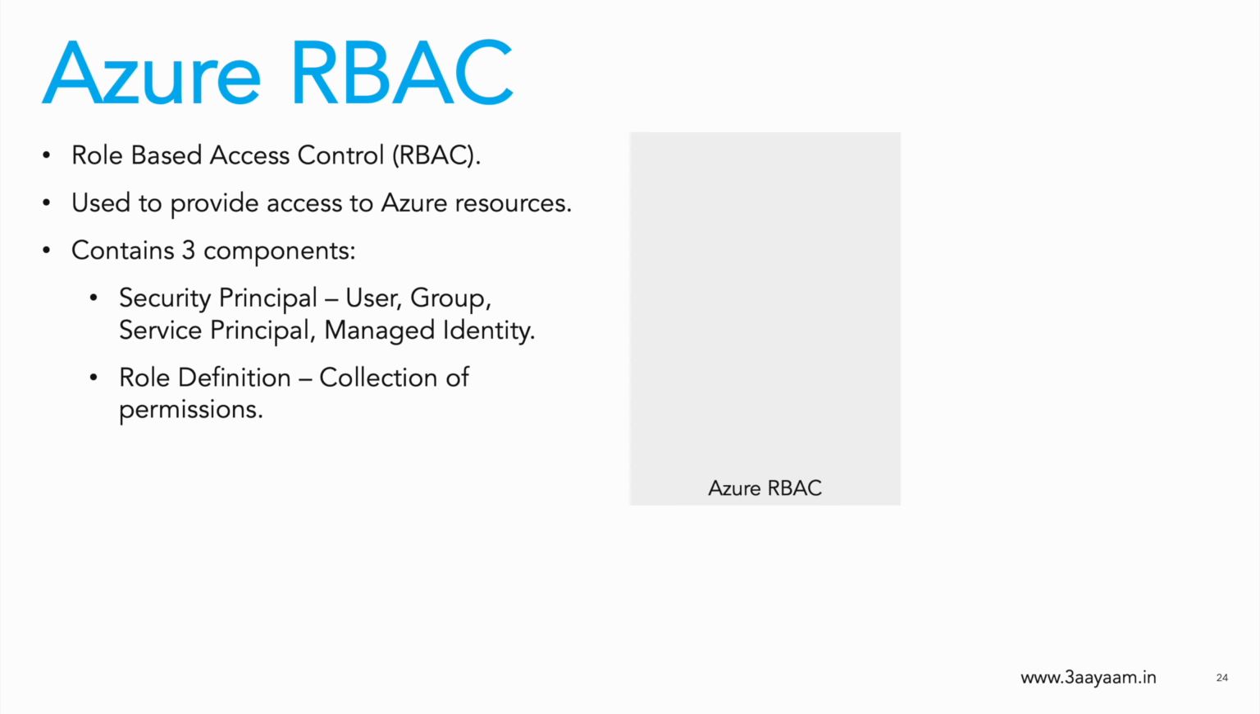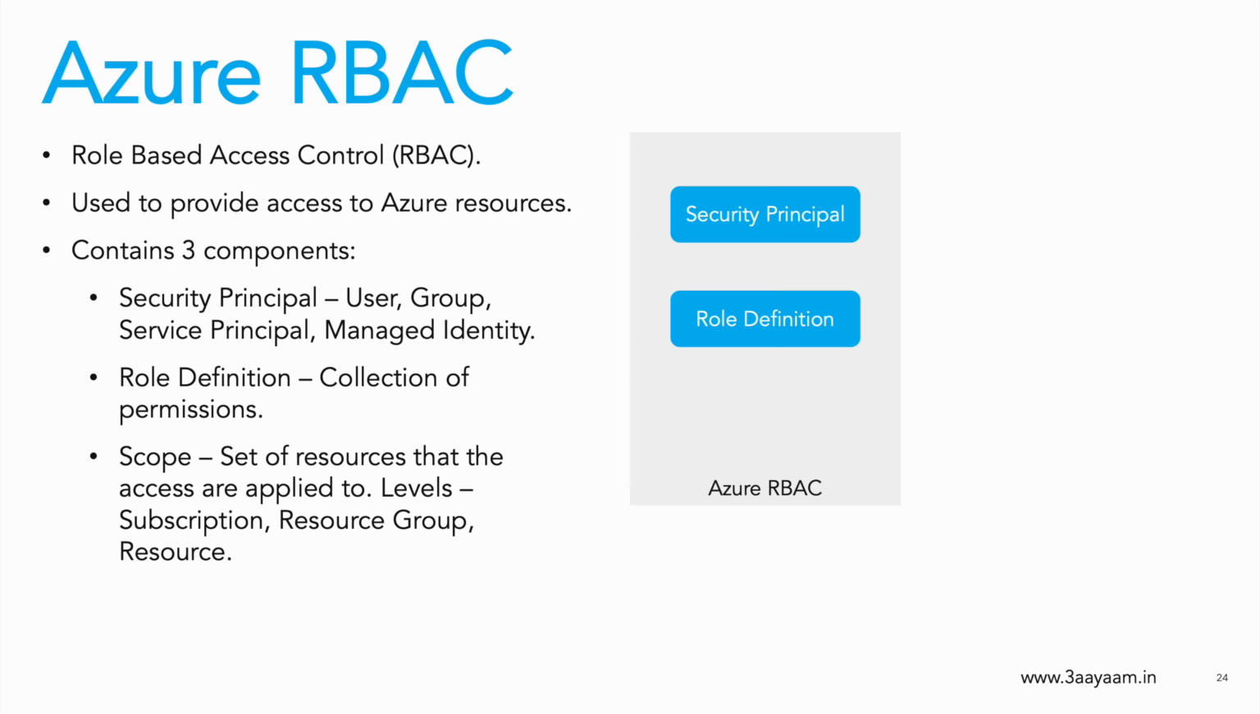Then you have role definition, which contains permissions. So if we have to provide permissions, we collect them together or define them together and put them in something called a role. And after these two things are created, the security principal and the role definition, we define the scope also, which is nothing but the set of resources that the accesses are applied to. And the scope can be at subscription level, it can be at resource group level, or individual resource level also. So this is the final component of Azure RBAC.